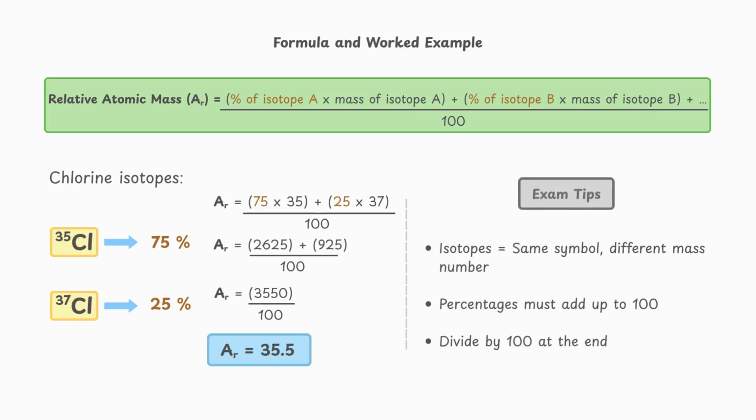In exams, isotopes are easy to spot because they share the same chemical symbol but have different mass numbers. Always check that the abundances total 100%, and don't forget to divide by 100 at the end of your calculation. A common mistake is confusing mass number with relative atomic mass. Remember, relative atomic mass is always an average.